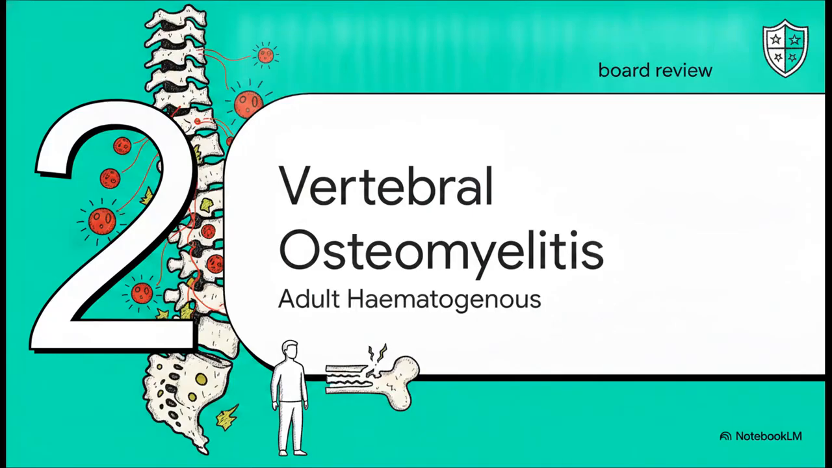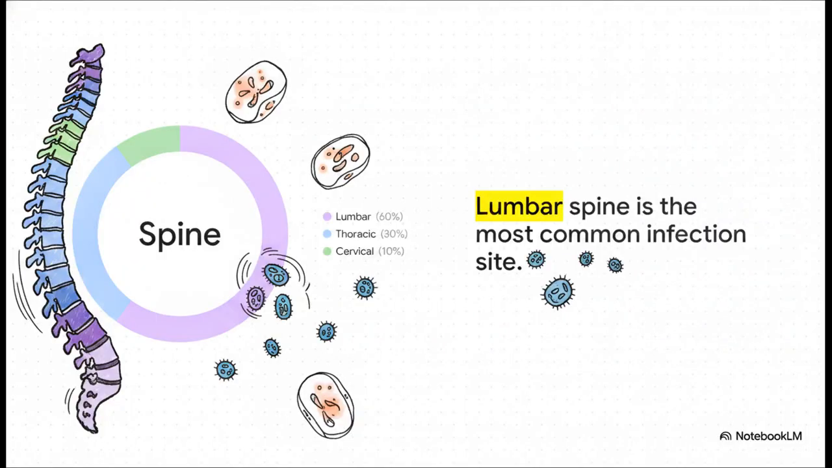Let's roll into Section 2, Vertebral osteomyelitis. This is the most common form of hematogenous infection in adults, and the numbers tell a very clear story about where these infections like to set up shop. The lumbar spine is the overwhelming favorite here, claiming 60% of pyogenic vertebral osteomyelitis cases. The thoracic spine takes about 30%, and the cervical spine gets just 10%. And the bug? Well, Staph aureus is the heavy hitter, causing roughly half of all these cases.